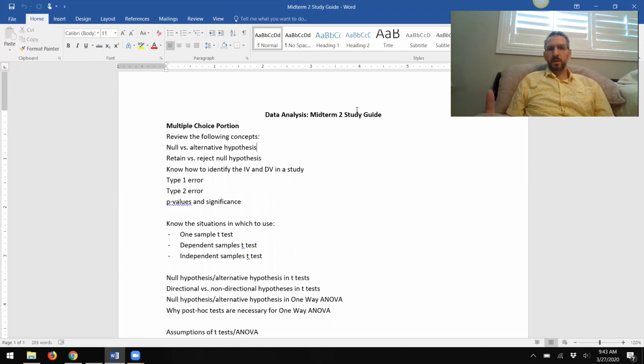There are a few concepts that you'll just want to be familiar with. The first is the difference between null and alternative hypothesis. When you think about the null hypothesis, it's a really unusual idea because it's actually the absence of a hypothesis, absence of a relationship. So null meaning none or zero. Just think about it as there's no relationship.